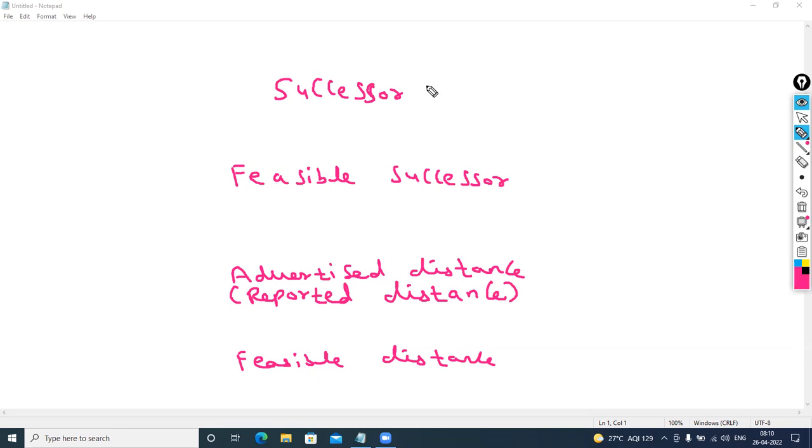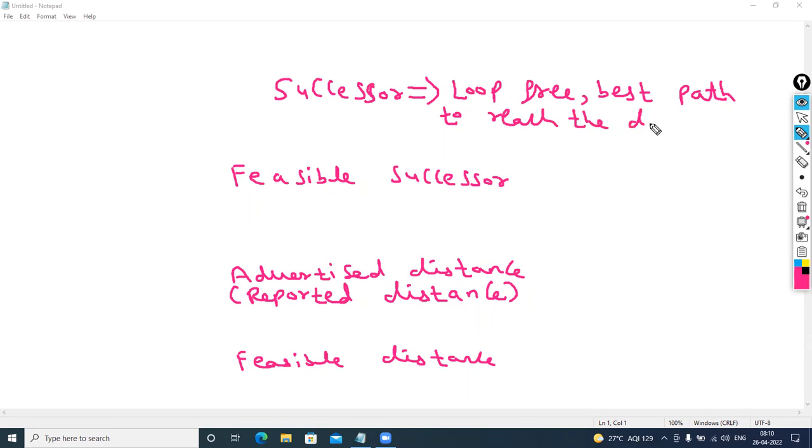Now, what do you mean by successor? Best path. Loop free. Best path to reach the destination, present in the routing table. Very good. And it is only present in the routing table. Good. What about feasible successor?